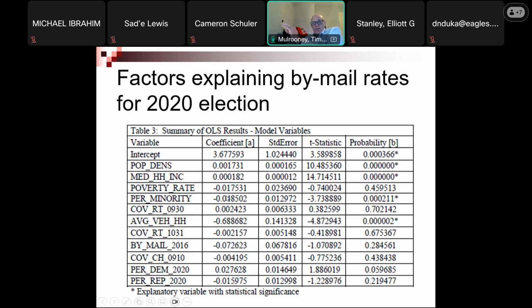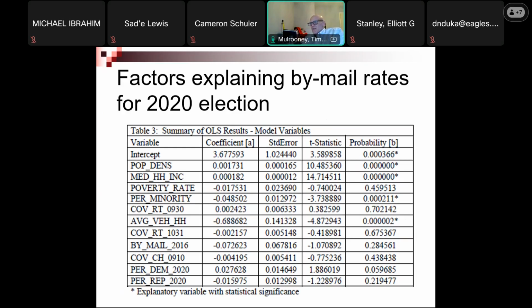Basically, high minority areas had lower by-mail voting rates, which contributed to this model here. This is just a big, gigantic part of the equation that we don't want to conjure out. And the last thing that was significant was average vehicles per household. That's also negative. So as people had more vehicles, by-mail voting decreased. Does that make sense? Yes, it kind of makes sense. People with fewer cars are going to send in their ballots by mail.